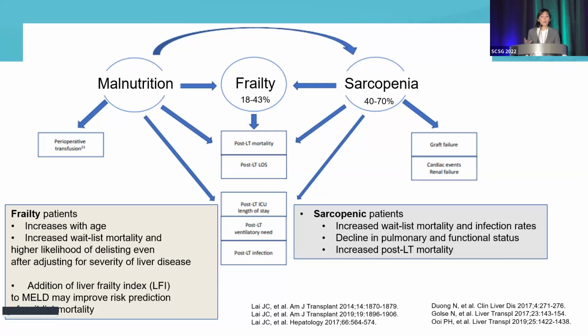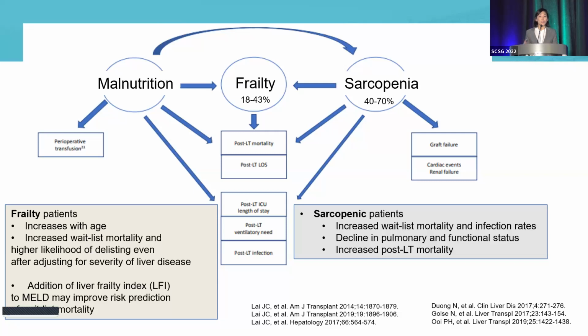So Dr. Lai from UCSF has done really beautiful work in the last few years looking at liver frailty, and has created a scoring system that I mentioned, the Liver Frailty Index, and that's been validated in the outpatient setting for cirrhotics. And if calculated to be above 4.4, then they have increased waitlist mortality and higher likelihood of delisting from the waitlist, after adjusting for severity of liver disease. It's increased with age, and these patients need to be referred early.